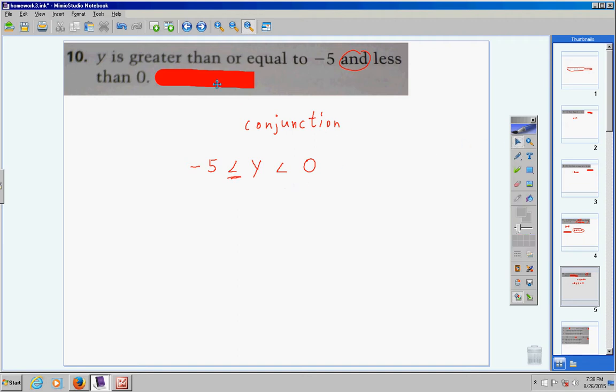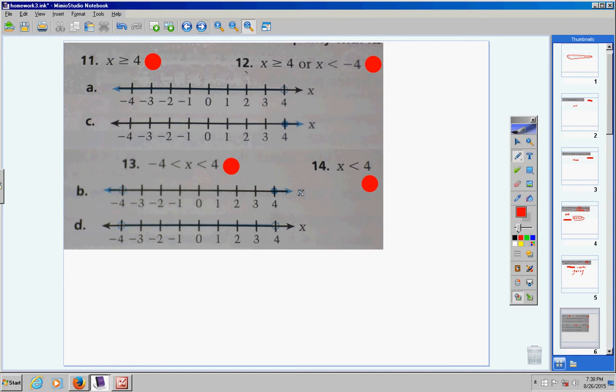Okay? So I hope that helps. That's how you write conjunctions. Smallest number always to the left. Larger number always to the right. And the variable in the middle. Your arrows always point to the left. Okay, moving on to numbers 11 through 14.